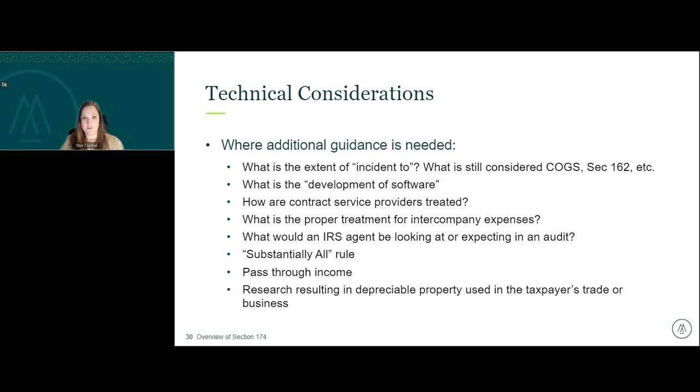We also don't know what an IRS agent might be looking at in an audit. As always, with anything new, it's still unknown.